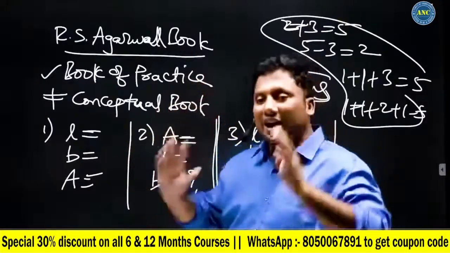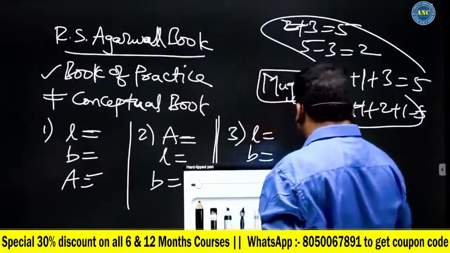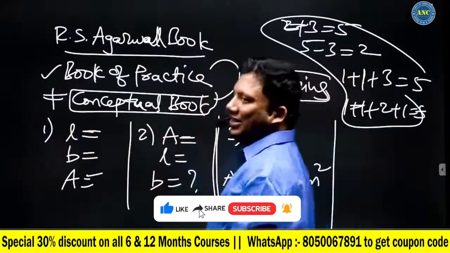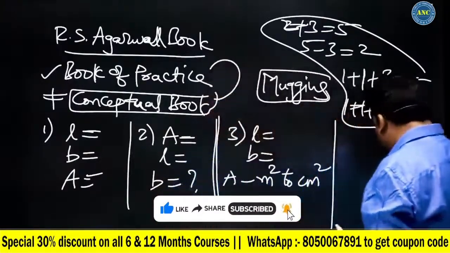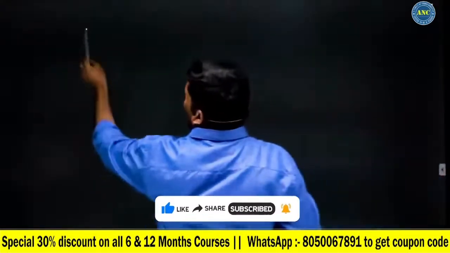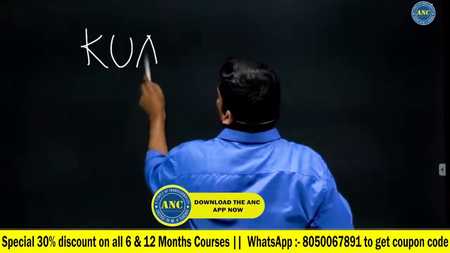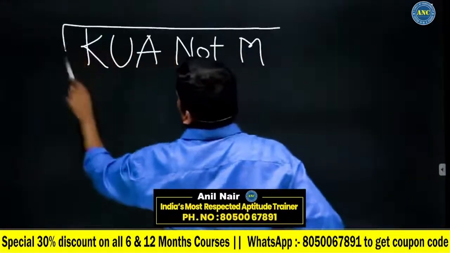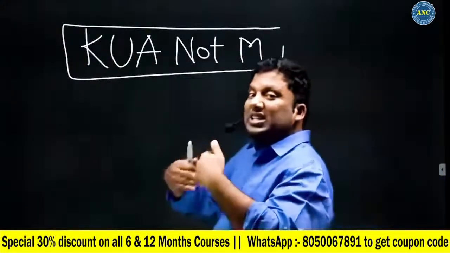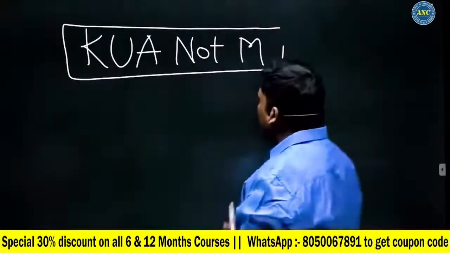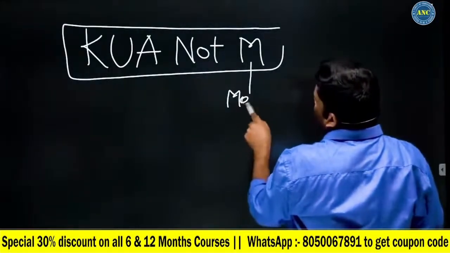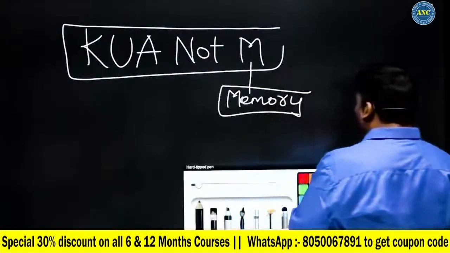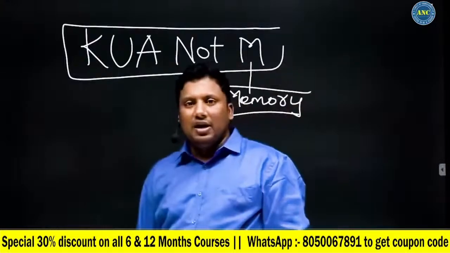First you need to learn concepts. After learning the concept, then you can refer a book of practice. That is what we call it in an education system, the KUA, not M strategy. Any student who understands this one will probably scale up in professional life. M stands for memory. Any student who has done a PhD in mugging up and getting flying colors will have a lot of trouble in professional life.